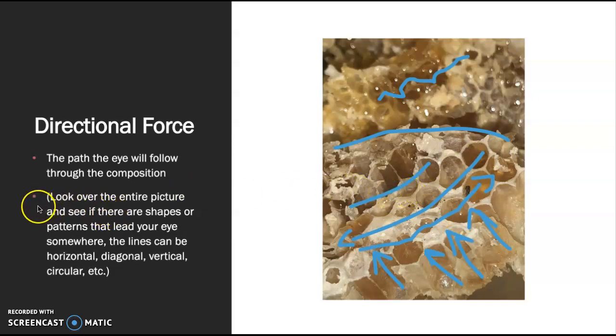Alright, so that's directional force. I know that's one vocabulary term that's very important to think about when you are taking a photograph, doing a drawing, a painting, etc.